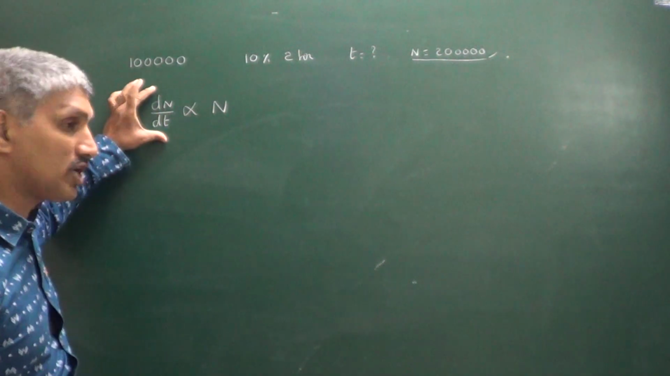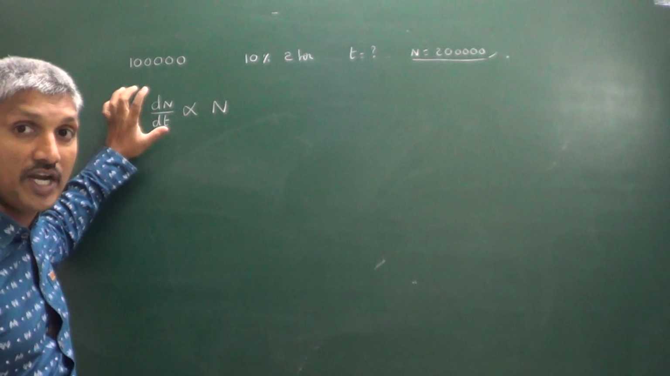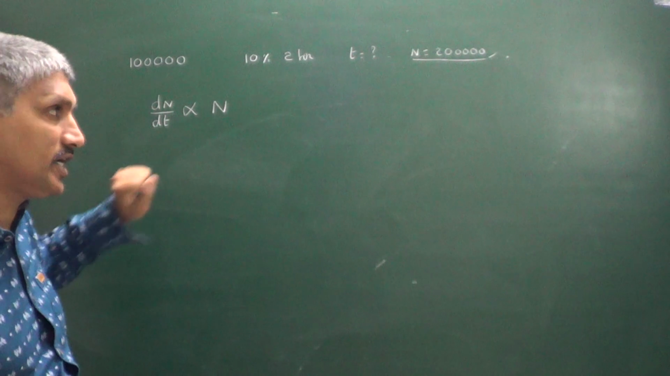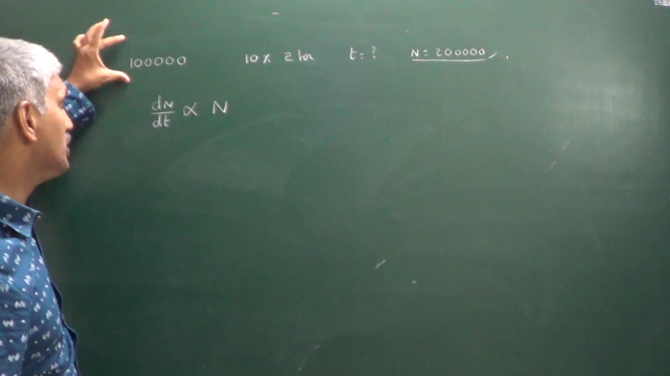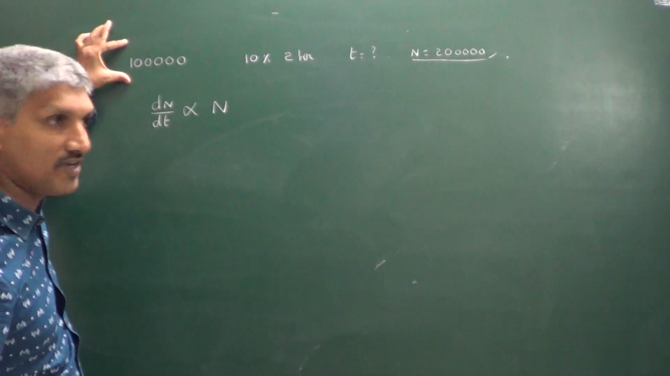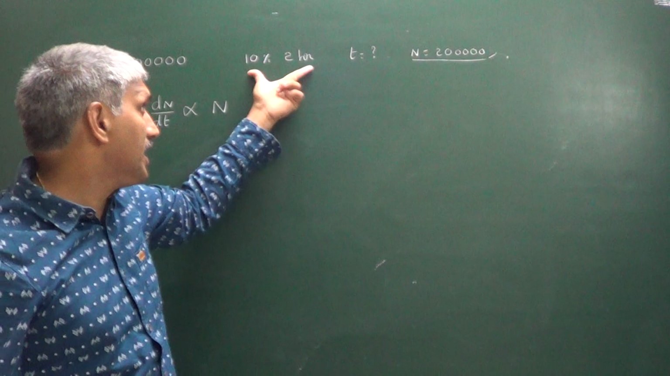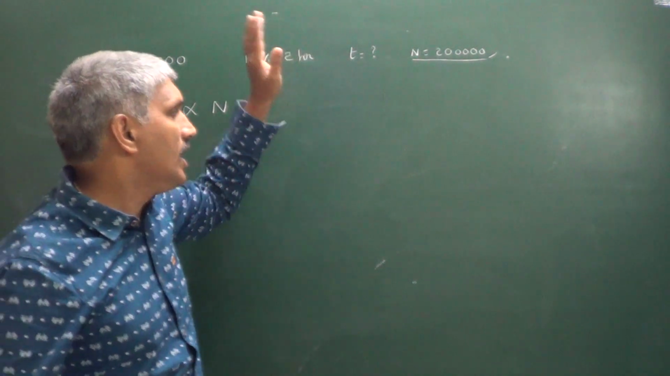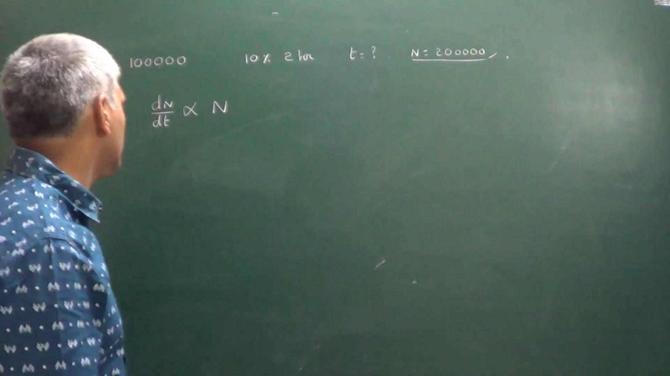The rate of increase in the bacteria is proportional to the number present. That's why dN/dt is proportional to N. Initially the bacteria count is given as 1 lakh. After 2 hours the bacteria count has increased by 10%. At what time the bacteria count reaches 2 lakhs, we have to find out.